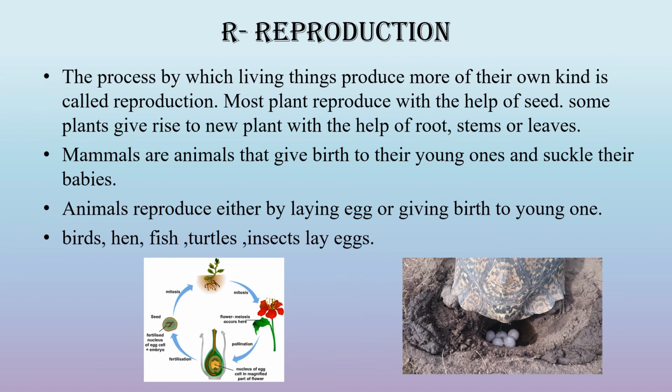The next letter in MRS GREN is R, that is reproduction. First of all, we want to know what reproduction is. The process by which living things produce more of their own kind is called reproduction. Some plants reproduce with the help of seeds, but some plants give rise to a new plant with the help of a root, stem or leaves. Mammals are animals that give birth to their young ones and suckle their babies. Animals reproduce either by laying eggs or giving birth to young ones. Birds, hens, fish, turtles and insects lay eggs.